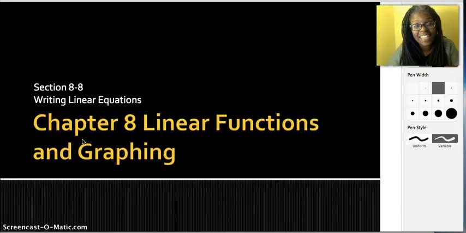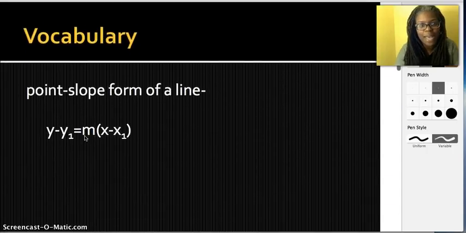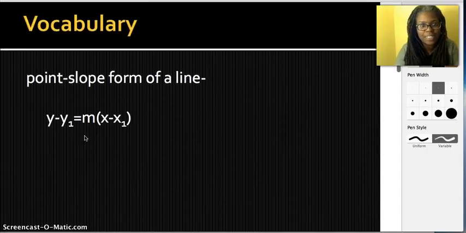Hey guys, we're still in chapter 8 and we're looking at section 8.8, which is writing linear equations. So our vocabulary is pretty straightforward, pretty simple. It's really an equation that we're going to discuss. So let me just remind you what we talked about last time.